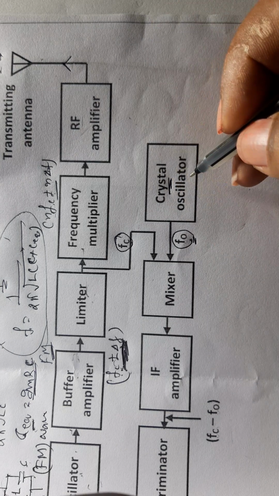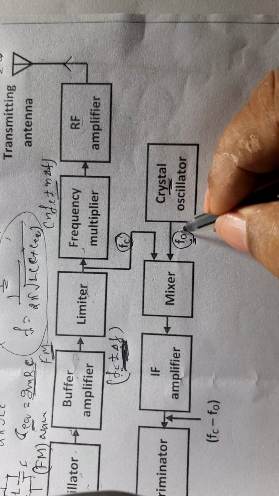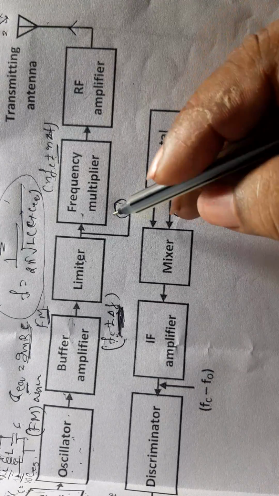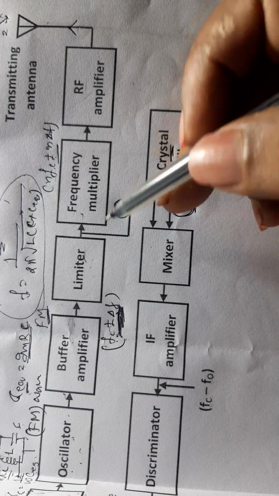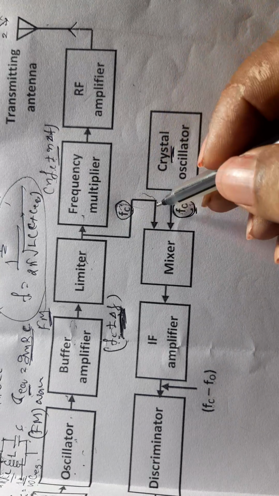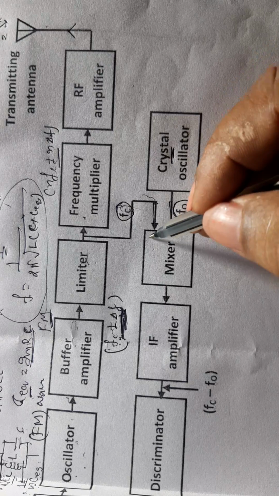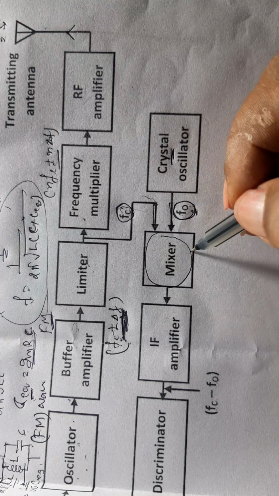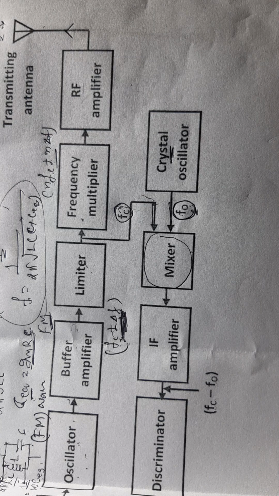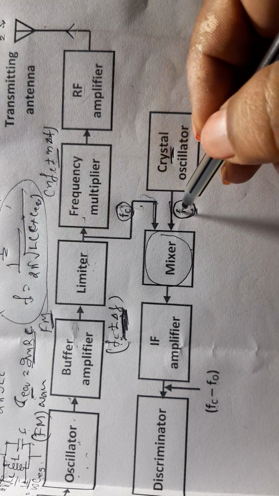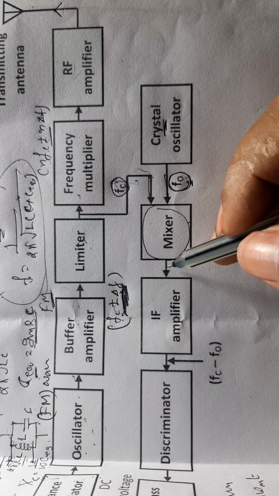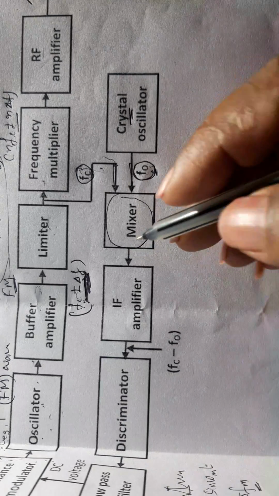Therefore, the crystal oscillator produces an output frequency f0 which is very stable, and another frequency fc is taken from the limiter. These two frequencies are applied as input to the circuit known as mixer. Mixer is an electronic circuit which mixes the two input frequencies and produces the mixed frequency at the output.